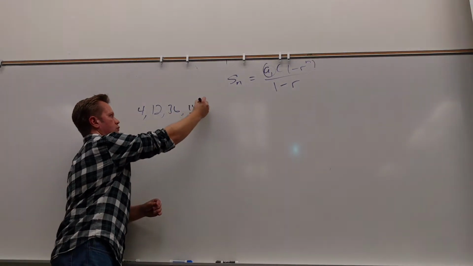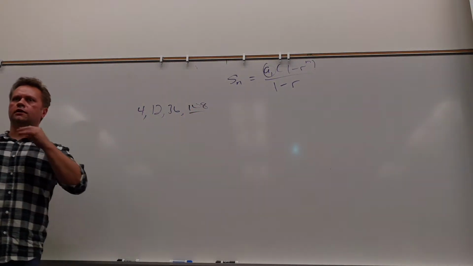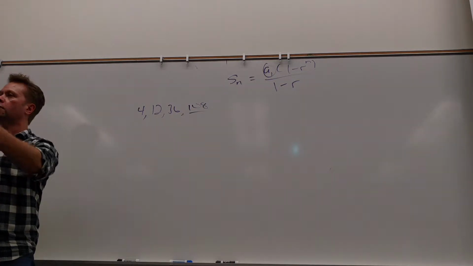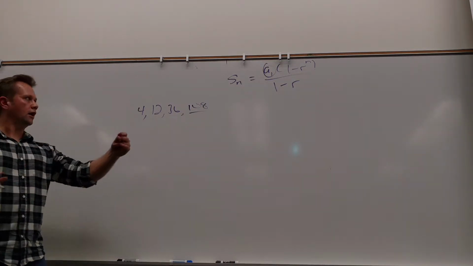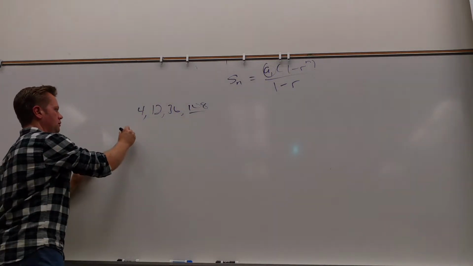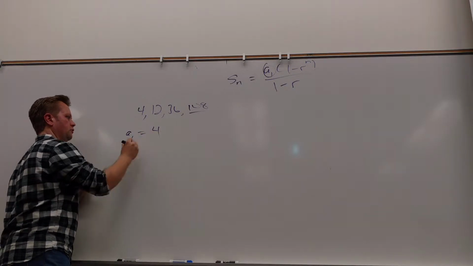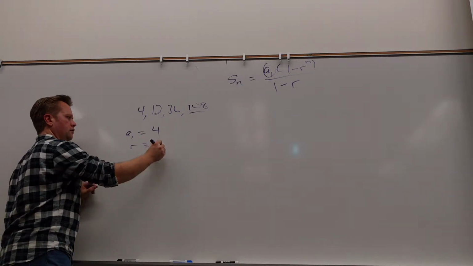108. 108, look at that, sweet. So you just multiply by 3. I like it. So this is a geometric sequence. I keep multiplying by the same thing. So what is A1? 4. What's R? 3. I like it.